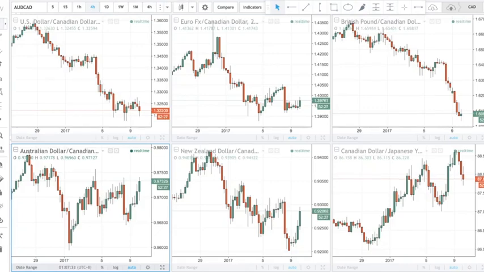Okay, welcome back. So by now you should have had access to the elite community, and what we're going to be discussing today is the strength meter. Now, the wonderful strength meter.